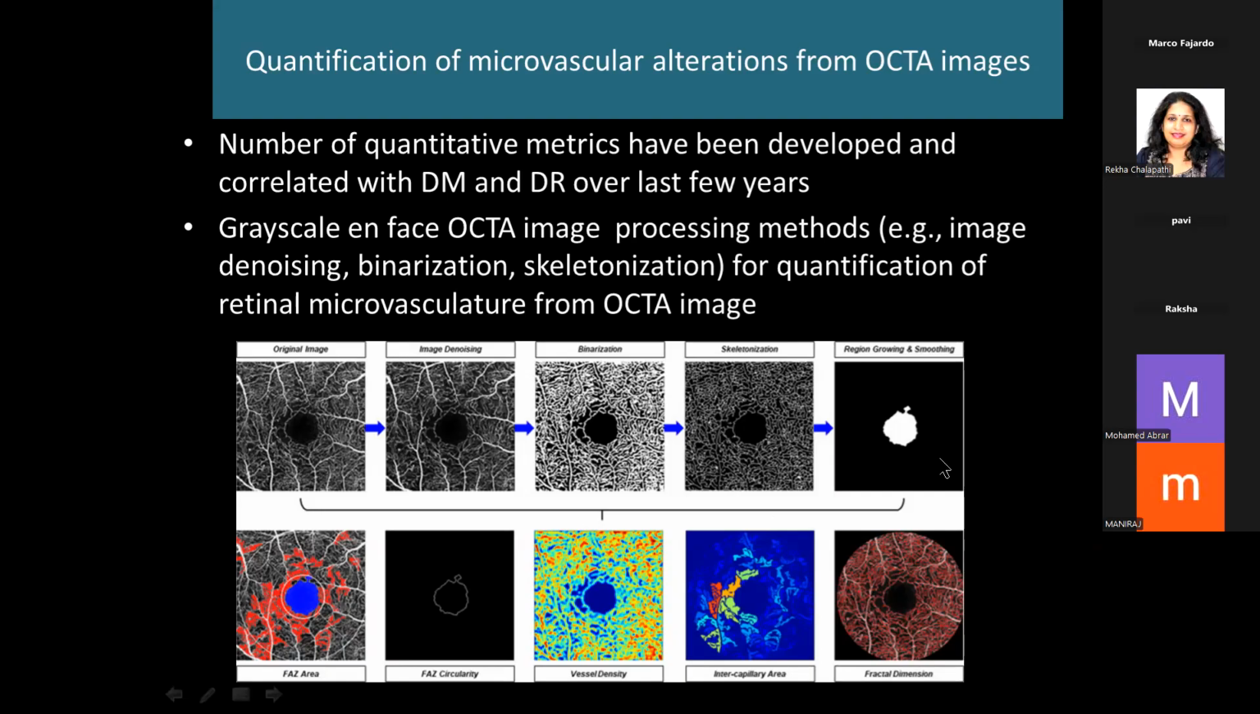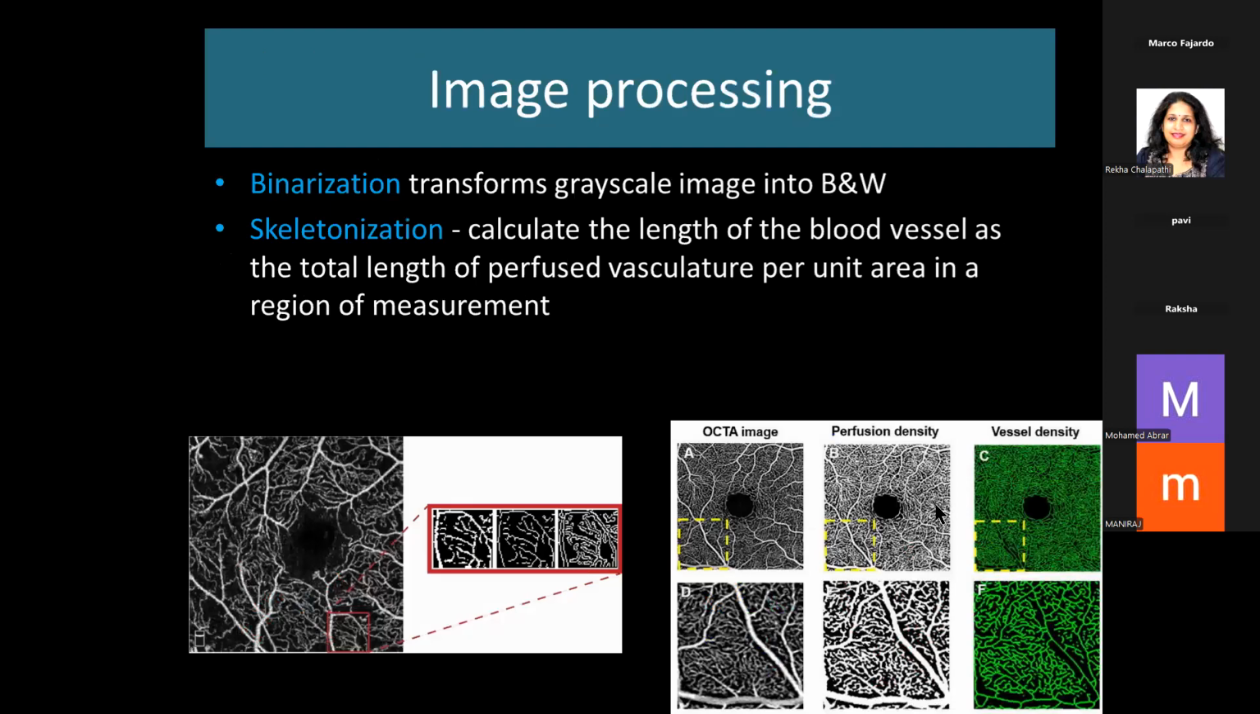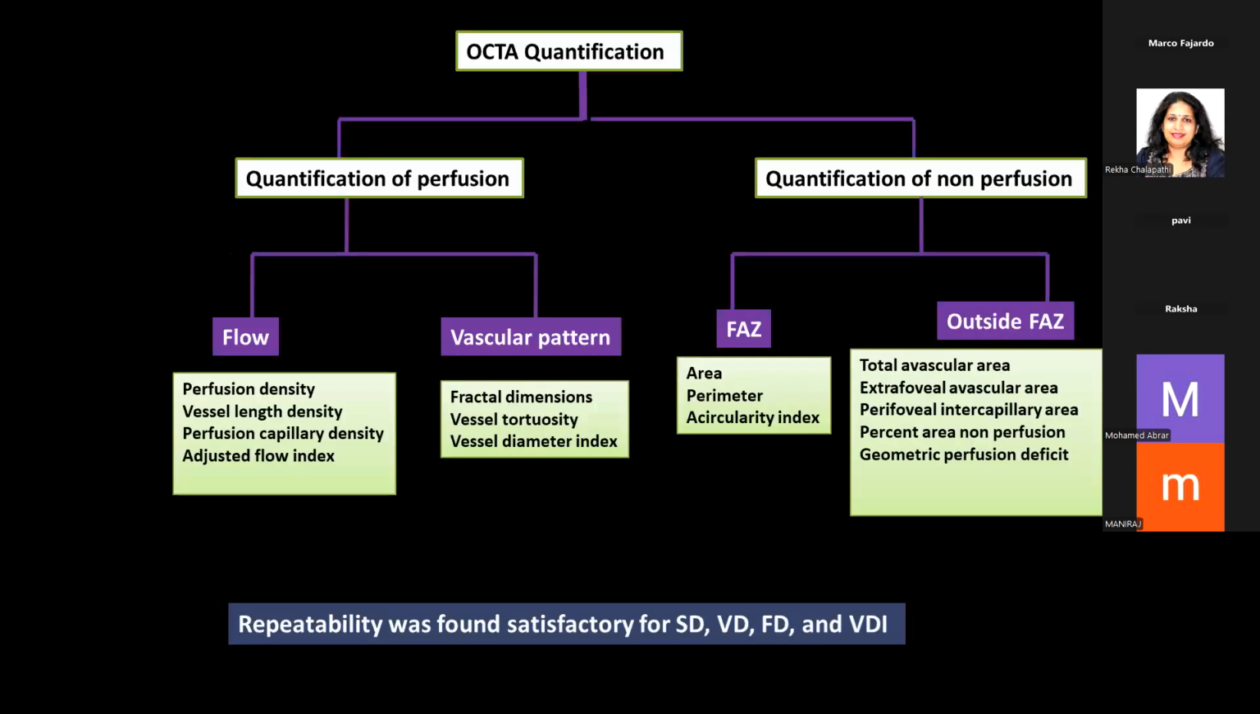Another thing is you can pick up what is known as fractal dimension. What is fractal dimension? The tortuosity of the vessels can be picked up on an OCTA apart from vessel density and perfusion density. So as I told, each image undergoes binarization and skeletonization to pick up the vessel density and the perfusion density. Various quantitative metrics can be assessed with the OCTA.